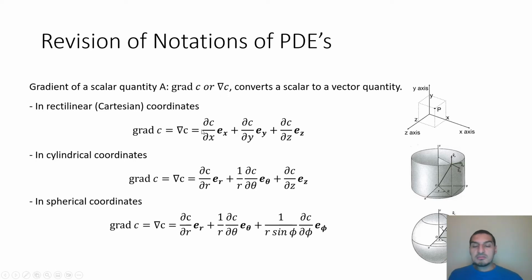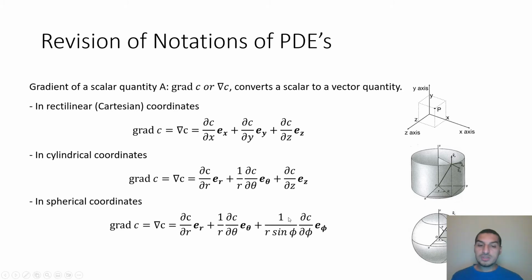And this is, as we mentioned earlier, the derivative of the concentration, or of this scalar quantity, with the three space variables, with x, y, and z, r, theta, and z, r, theta, and phi. So this is the derivative of the C with respect to each one of them in case of Cartesian coordinates. And you'd see that the gradient of C is a vector quantity because we have a component in x direction, a component in y direction, and a component in z direction. So it is a vector quantity. So it converts a scalar quantity to a vector quantity.